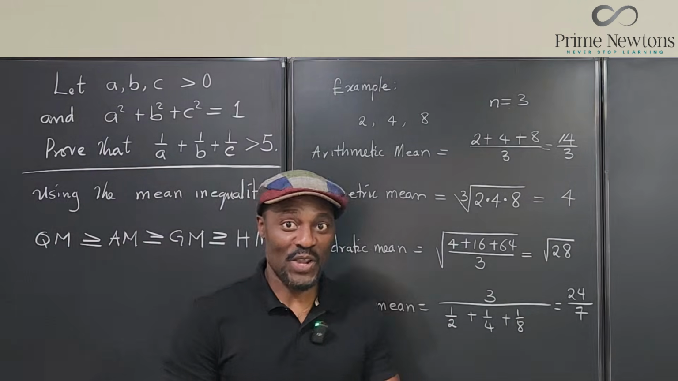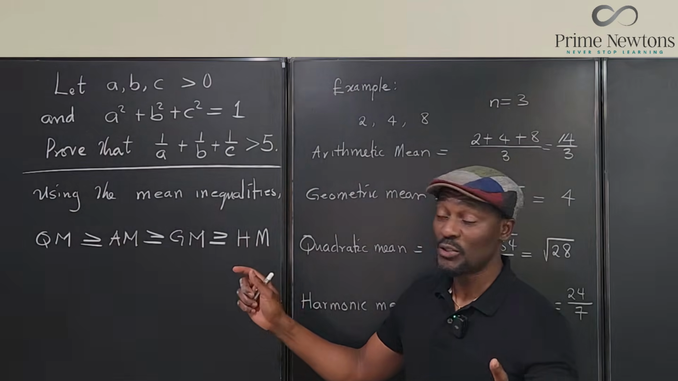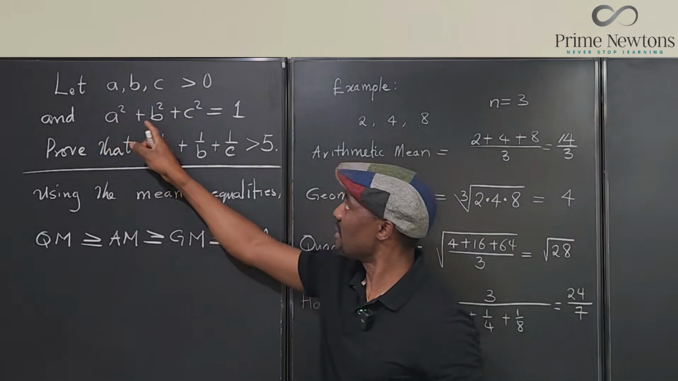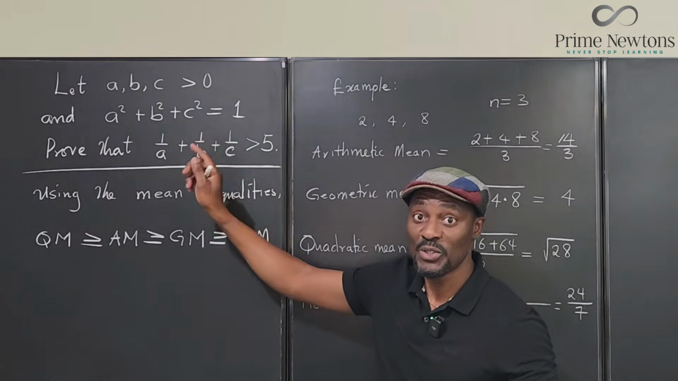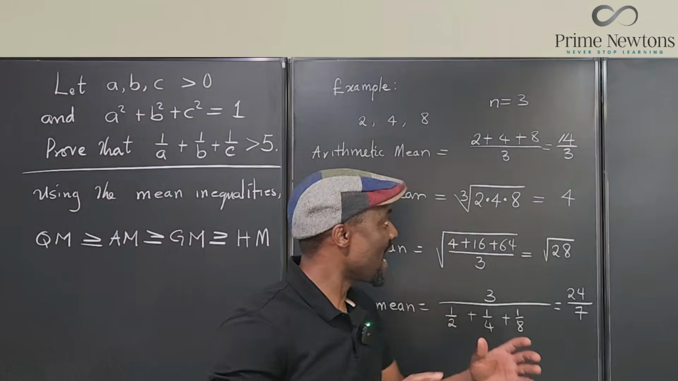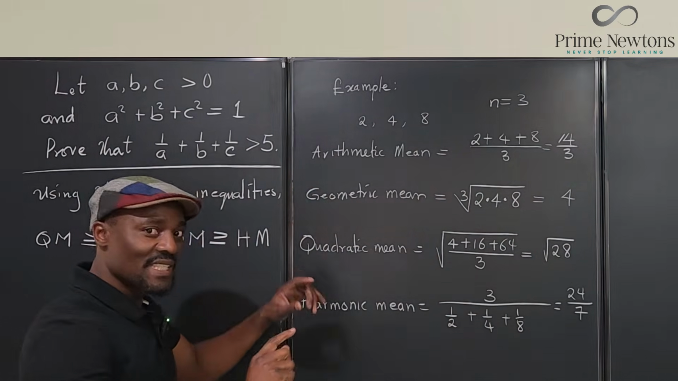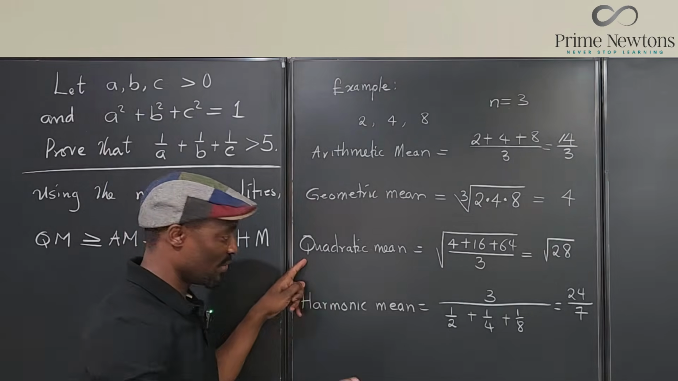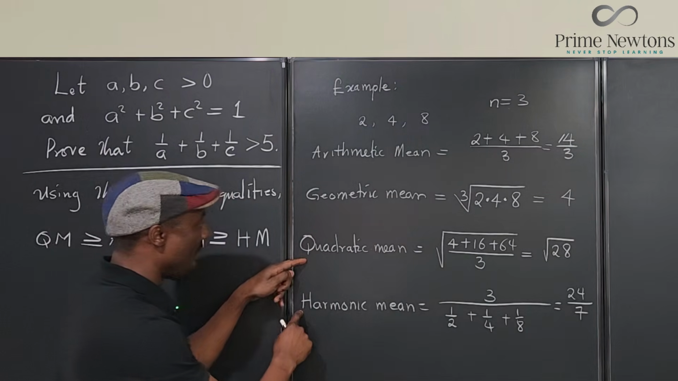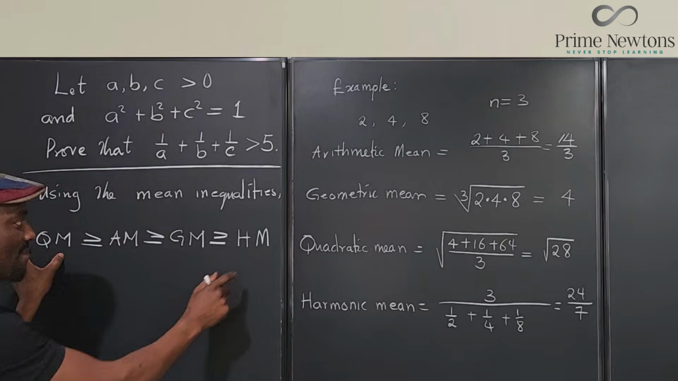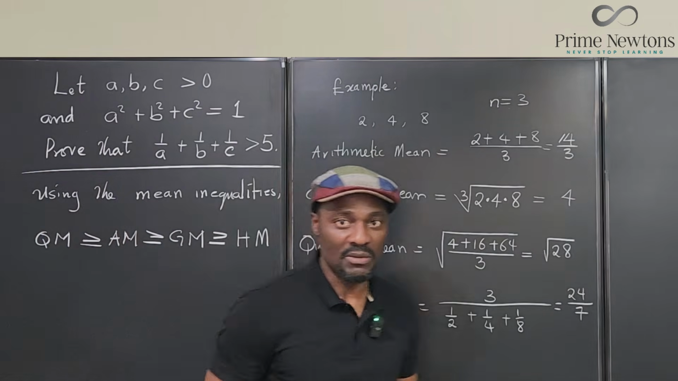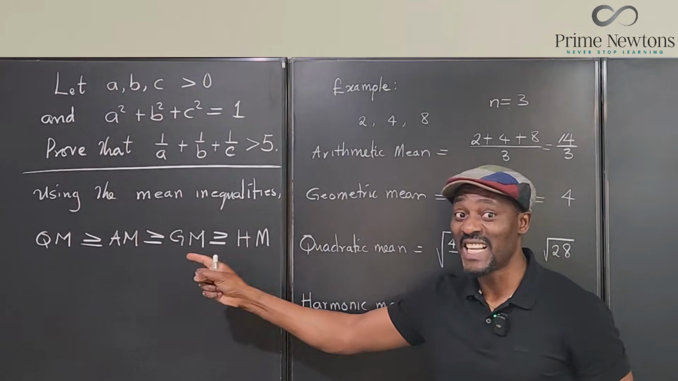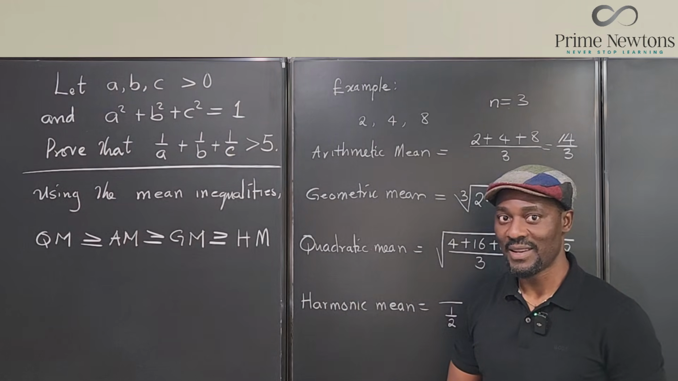Now if you look at the problem we have, they want us to prove that this is greater than 5, considering the fact that the sum of the squares of those numbers is 1. Now, the one that deals with squares is the quadratic mean, and the one that deals with reciprocals is the harmonic mean. So, actually, they want us to connect QM and HM for this problem. Now, there are other ways to show this proof, but this is the cleanest way to show it.